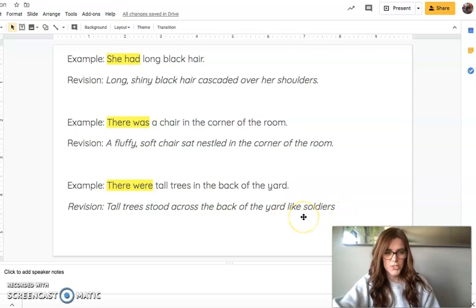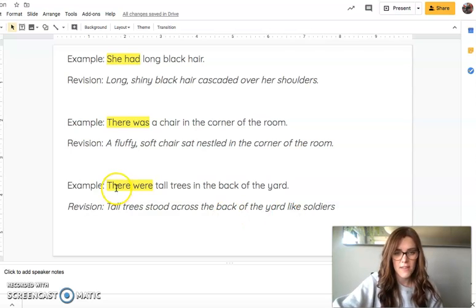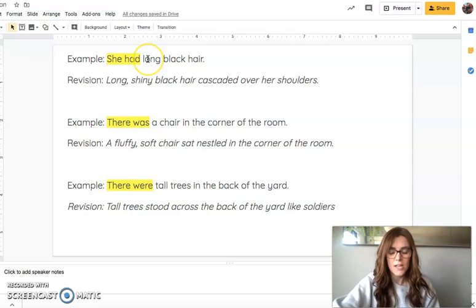So remember, changing the subject is adding sentence variety by not always starting with the same thing as the subject, okay? So changing the beginning of sentences. So instead of saying there were, there was, she had, jump right into describing the object in the sentence. Now remember, all of your sentences should not start by changing the subject. That totally defeats the purpose of this lesson.